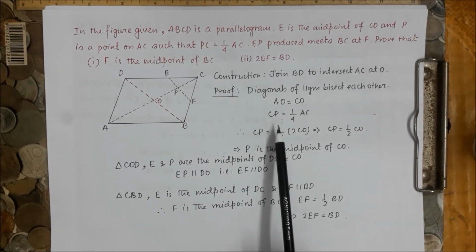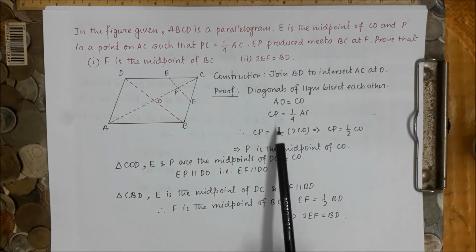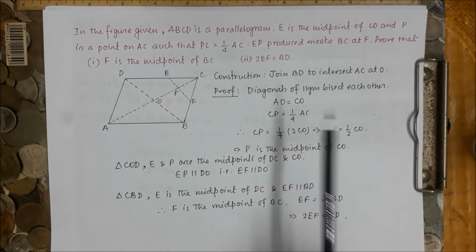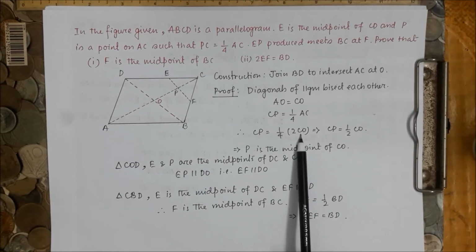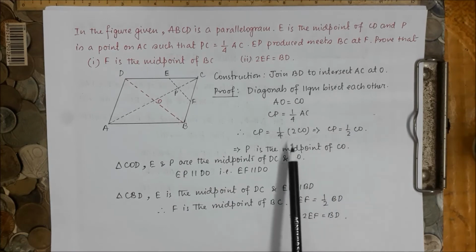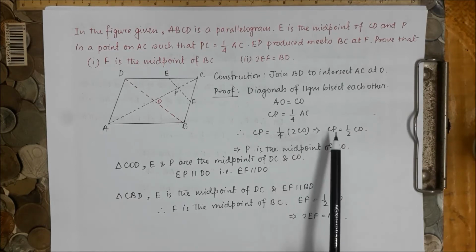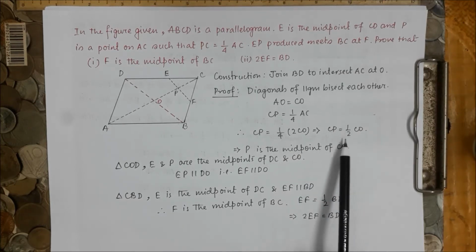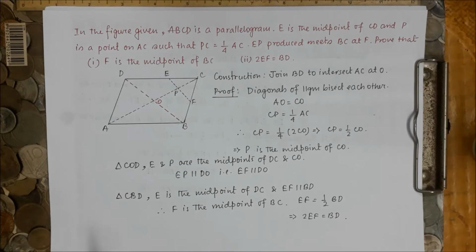Now it is given that CP is equal to 1 by 4 AC. Therefore CP is equal to 1 by 4. In place of AC, we can write 2 into CO as diagonals bisect each other. So these 2 and 4 will cancel each other. 2 ones are 2, 2 twos are 4. So we'll get CP equal to 1 by 2 CO. It implies P is the midpoint of CO.